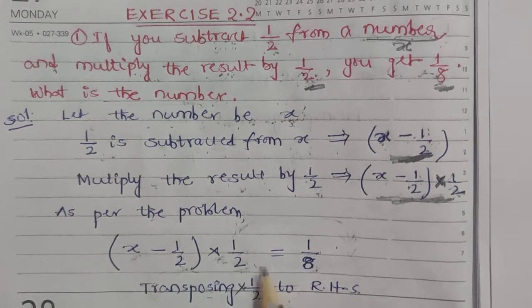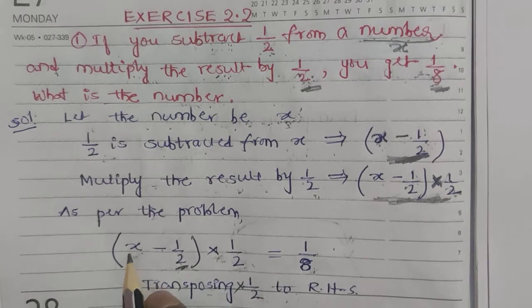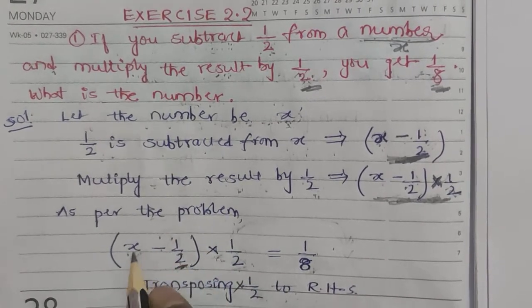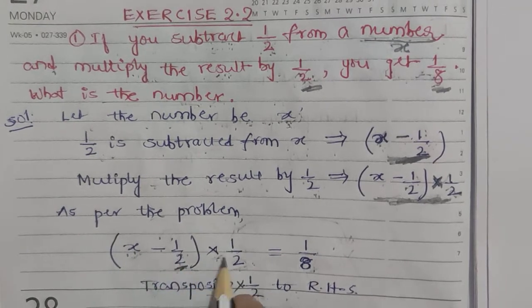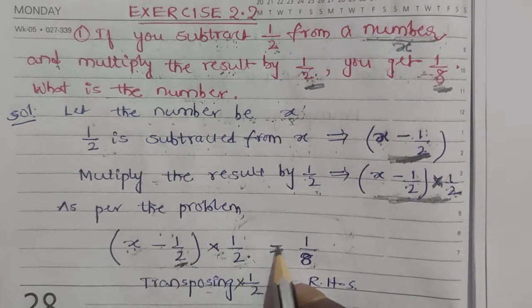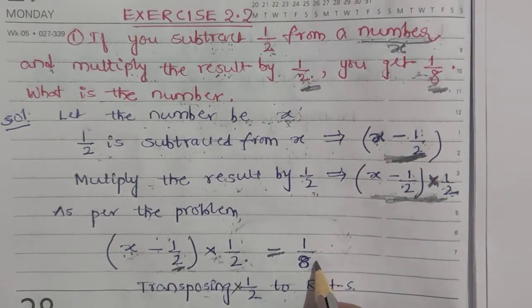Here, once again let me explain. Half is subtracted from x. Now this entire result, when half is subtracted from x, is multiplied with half. So you will get this final answer, 1/8. As per the problem, we got the condition.